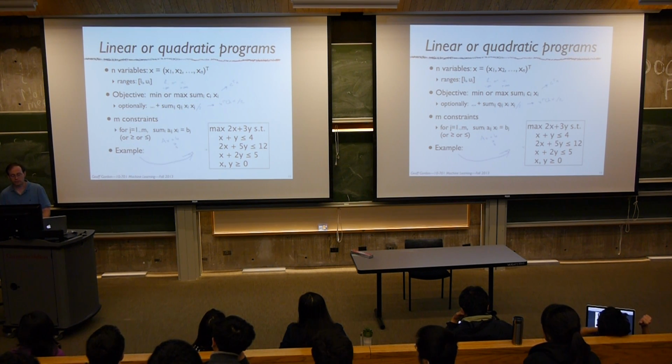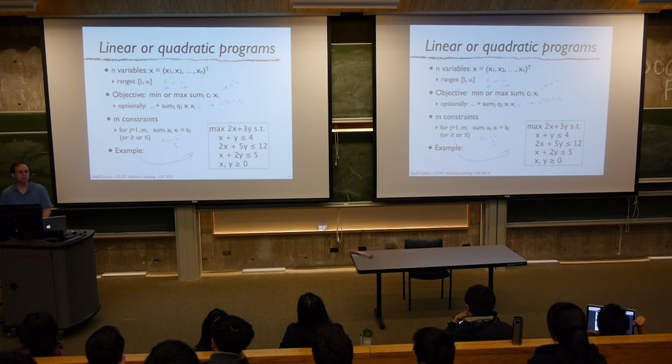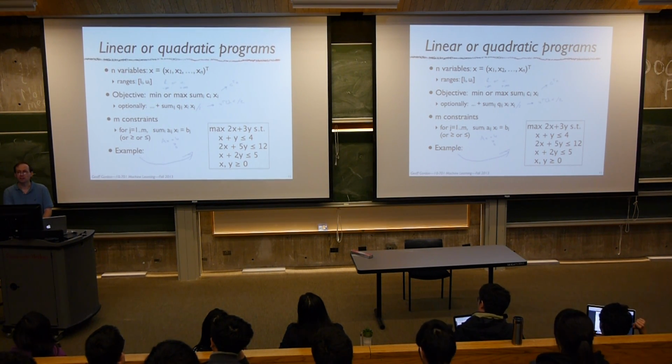And so here's an example. Maximize 2x plus 3y subject to x plus y less than or equal to 4, 2x plus 5y less than or equal to 12, x plus 2y less than or equal to 5, and x and y are positive. So this format, everybody is familiar with it?